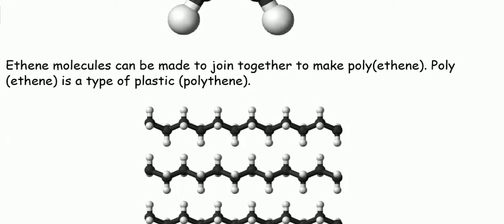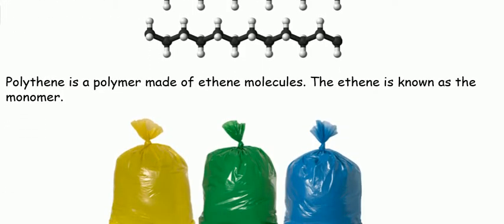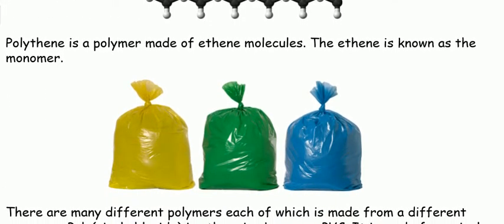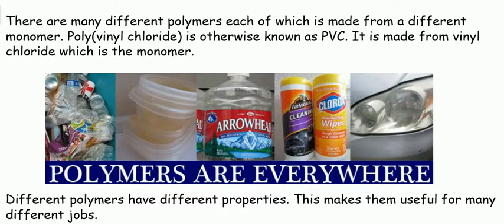Ethene molecules can be made to join together to make polyethene. Polyethene is a type of plastic, polythene. Polythene is a polymer made of ethene molecules. The ethene is known as the monomer. There are many different polymers, each of which is made from a different monomer.